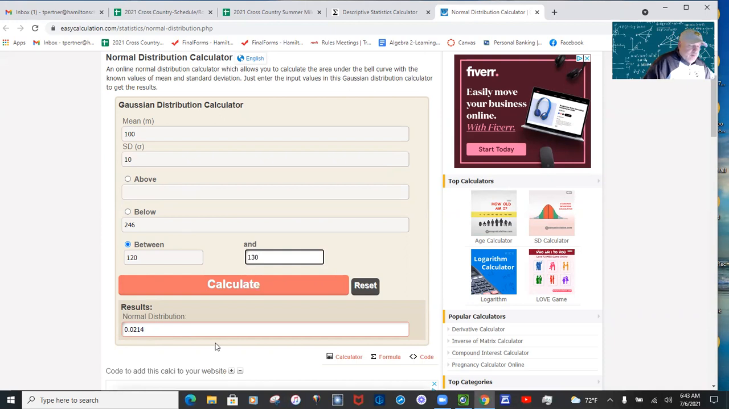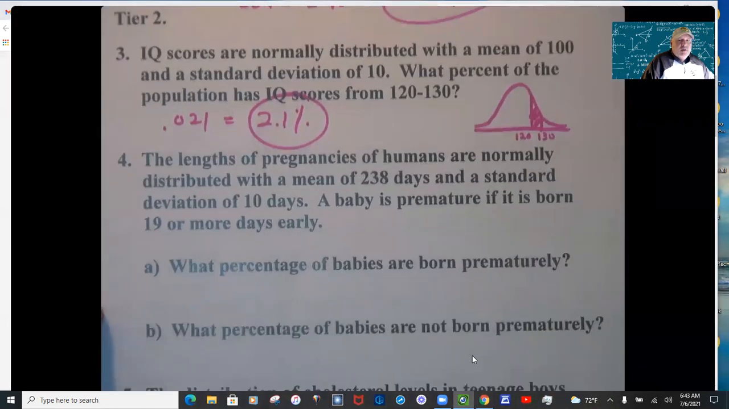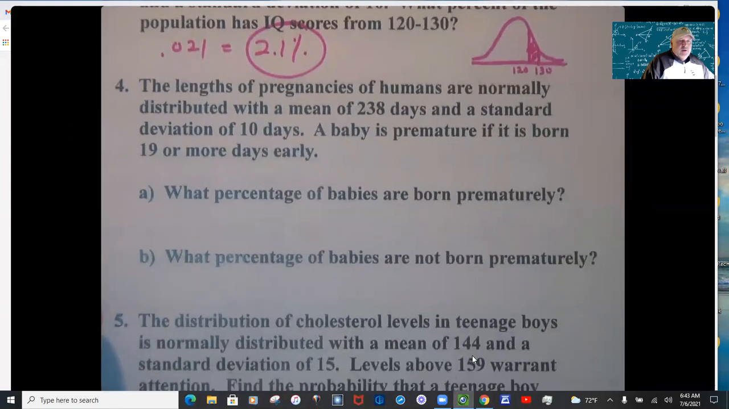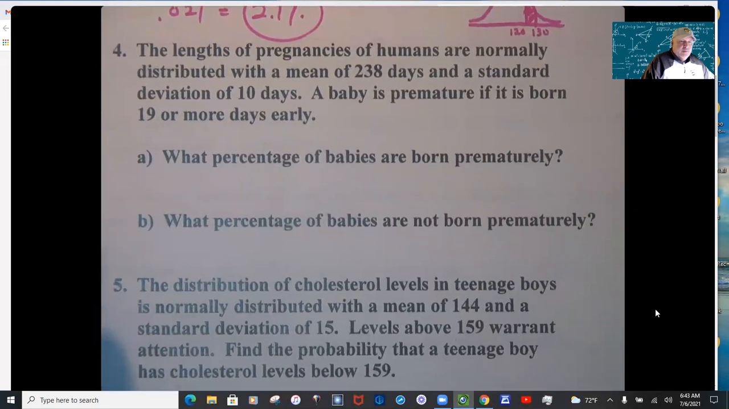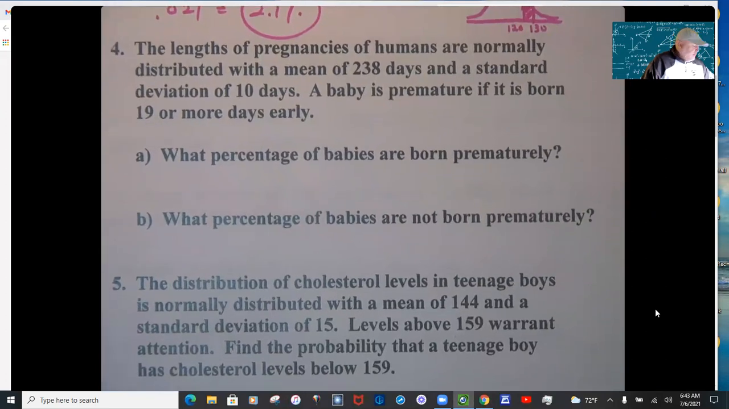So 0.0214, so 2.1%. Not too many for that. Again, you're above some number, below some number, or between two numbers with the mean and the standard deviation given. So it's a very, very easy calculator to use. I suggest that you use it to do this. It's a lot simpler than the function on the calculator.